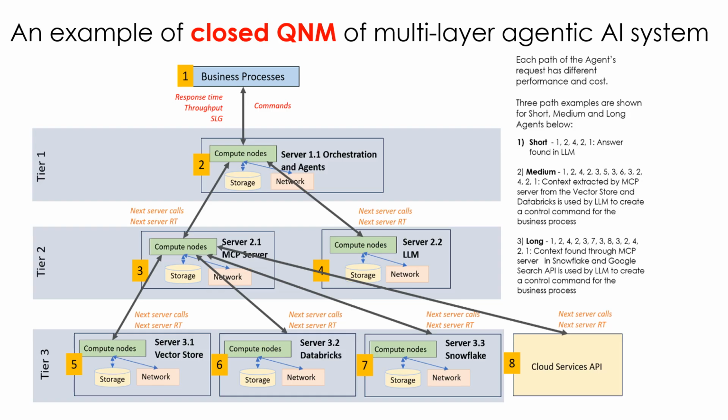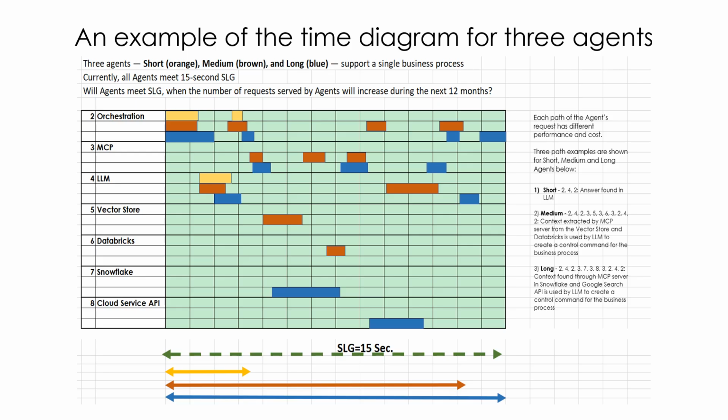This time diagram shows an example when 3 agents working concurrently manage the same business process, which has a 15-second response time service level goal. Each agent request is processed by different layers and different components of this multi-layer architecture, and they have different response times. The response time of each agent is different, but overall, all these agents meet the 15-second service level goal.